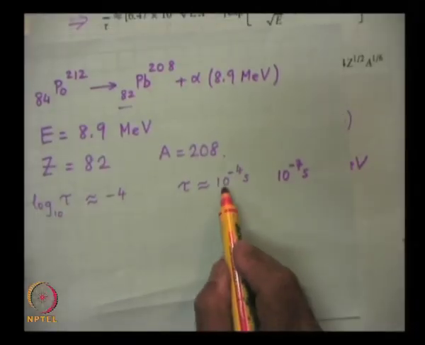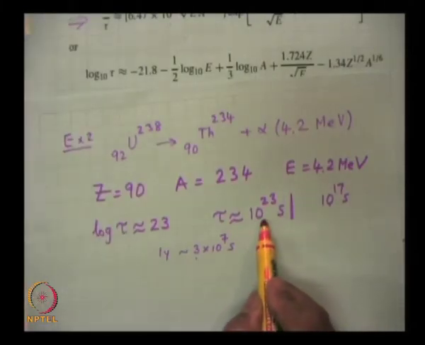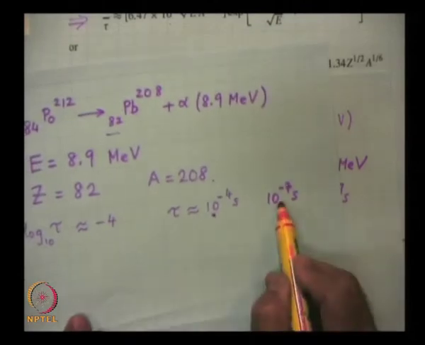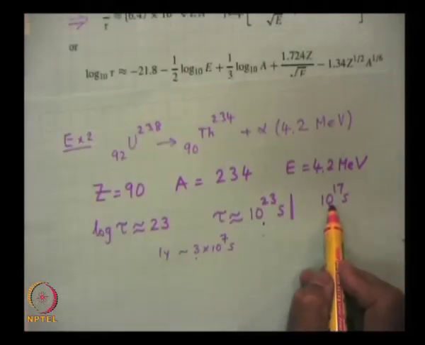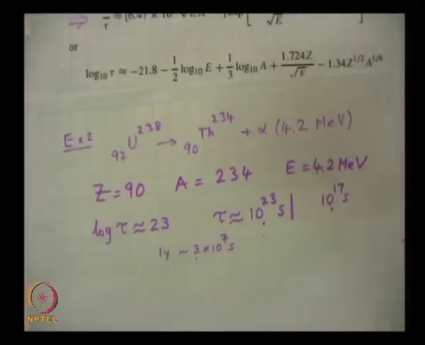But see the variation from 10 to the power of minus 4 seconds to 10 to the power of 23 seconds. The experimental value is 10 to the power of minus 7 seconds to 10 to the power of 17 seconds. Now, 10 to the power of minus 7 seconds is less than a microsecond, a tenth of a microsecond. That is the measured lifetime of the alpha particle, and 10 to the power of 17 seconds is about 10 to the power of 10 years, about 10 billion years, and this huge range is explained.